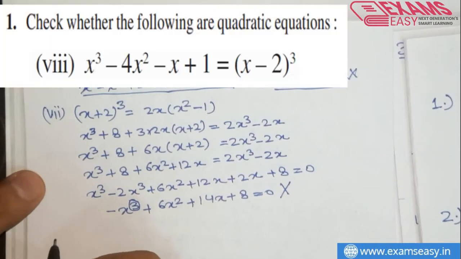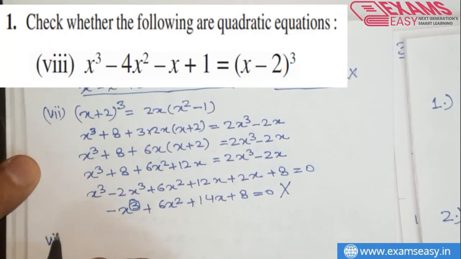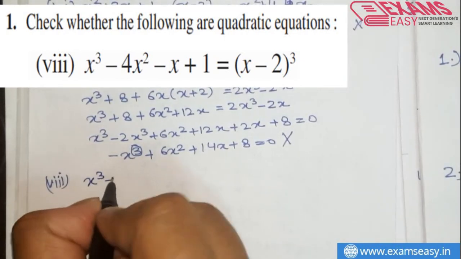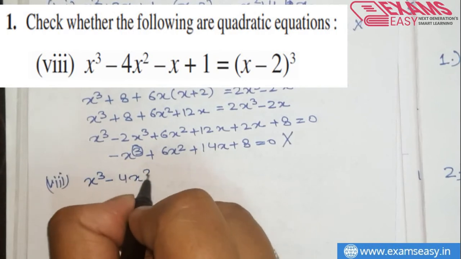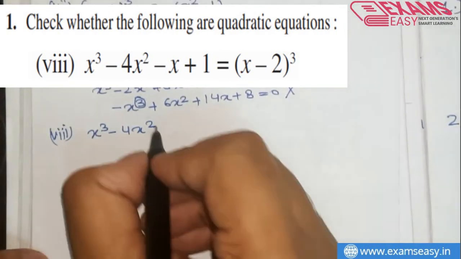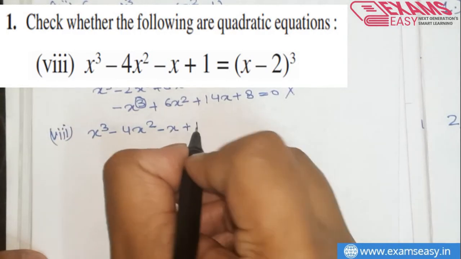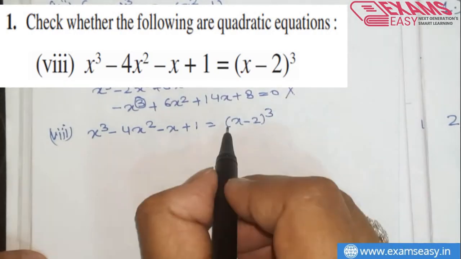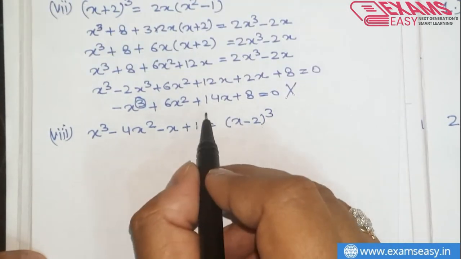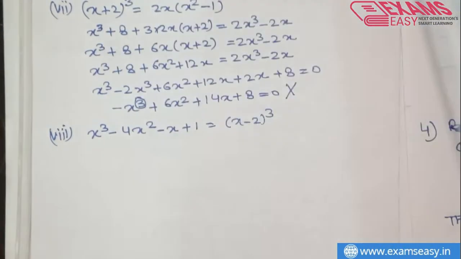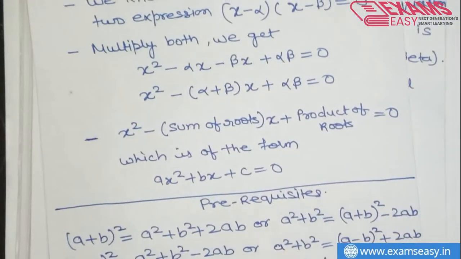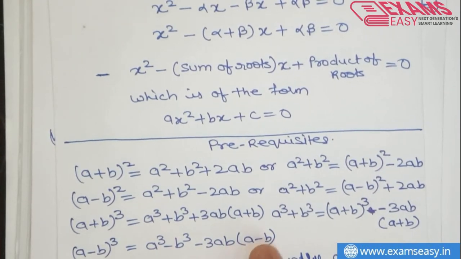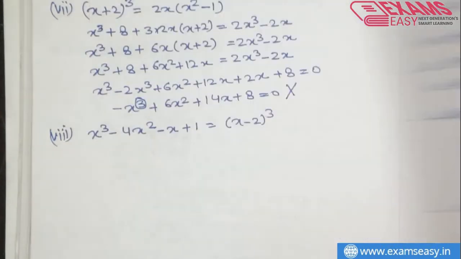Let us try the last one, the 8th question. The expression is given as x cube minus 4x square minus x plus 1 is equal to x minus 2 whole cube. Friends, we will simplify the right hand side by using the same identity. We all know a minus b whole cube is nothing but a cube minus b cube minus 3ab within bracket a minus b. So we use this identity and simplify the expression first.